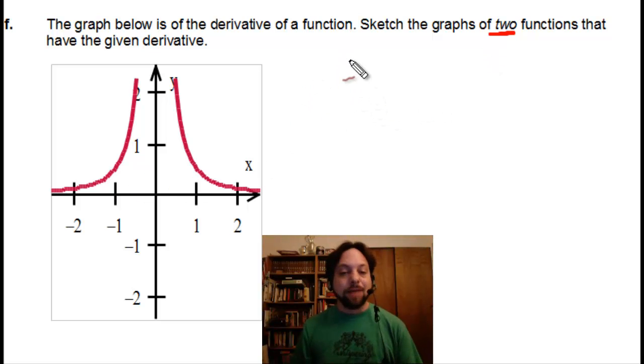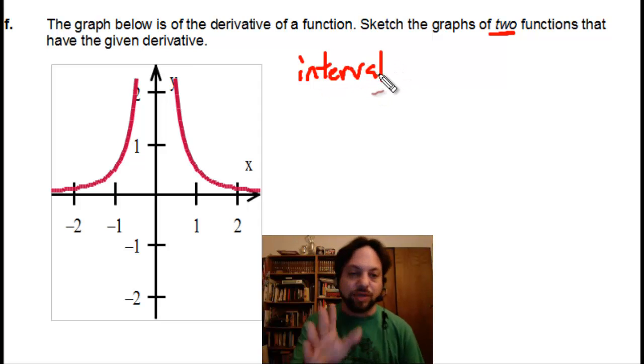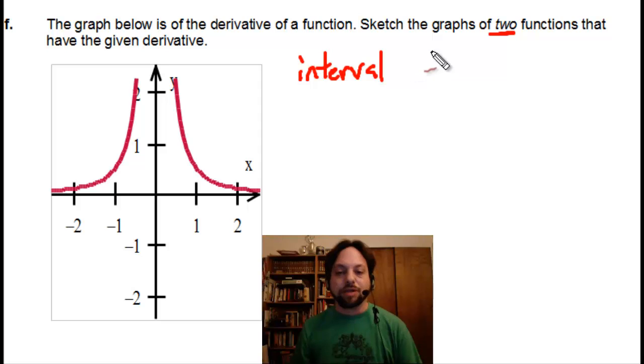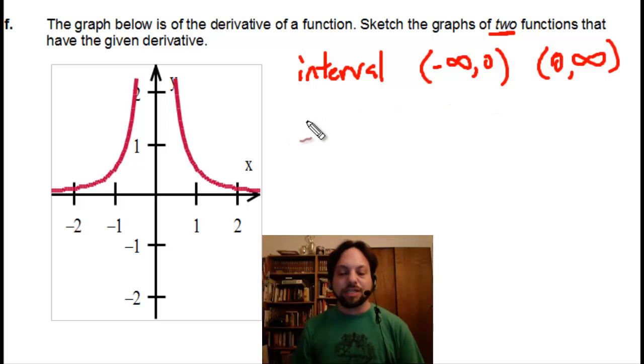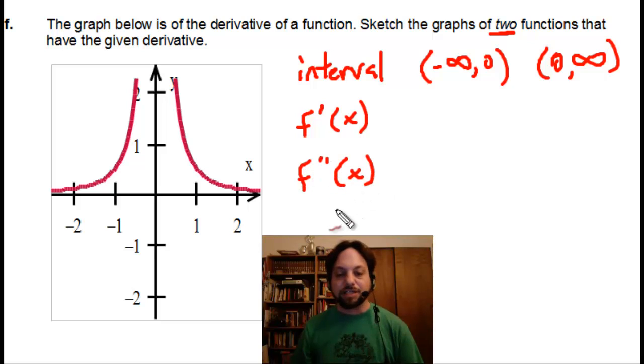So the way I'm going to do this is to actually create a table. And you don't have to do it this way. There's lots of ways of doing this. But what I'm going to do is separate this entire graph into two intervals. That's going to be -infinity up to 0, and then 0 up to positive infinity. And the reason I do that is I'm going to look at the behavior of the derivative. I'm going to look at the behavior of the second derivative, and then I'm going to try to make some conclusions based off of that.